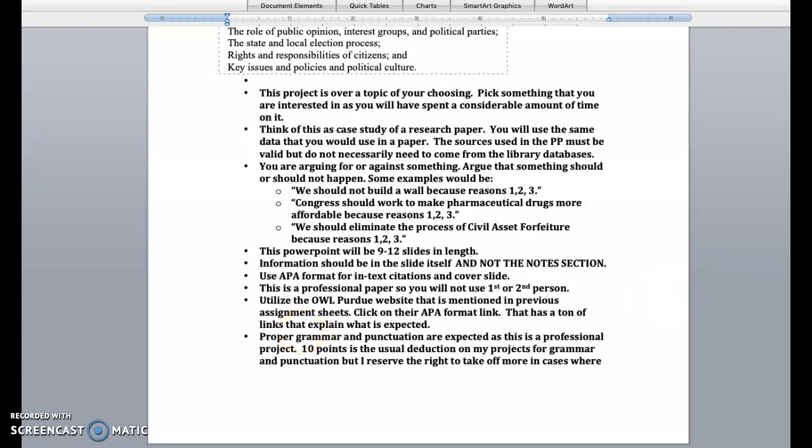So make sure that you're getting it in front of as many people as you can, if you have friends or family that would read over it for you. We have the writing lab here on campus. That is a great resource.